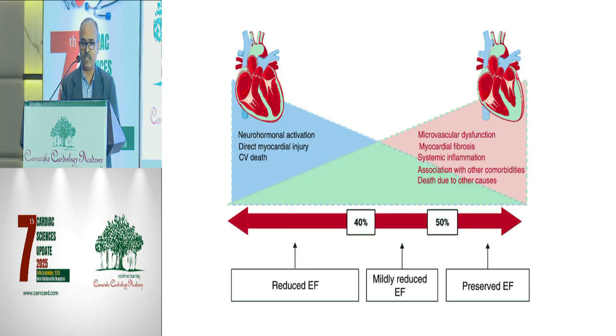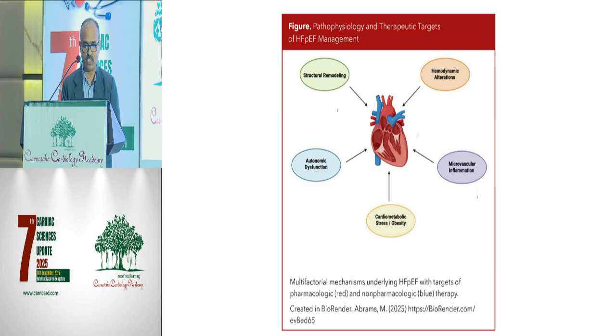However, as the ejection fraction improves, when the EF becomes more than 50, the pathophysiological problems are not the neurohormonal activation. There is microvascular dysfunction, myocardial fibrosis, inflammation, and other comorbidities, and the deaths are not due to heart failure or sudden cardiac death. They are usually due to other conditions. So this differentiates heart failure with preserved EF from heart failure with reduced ejection fraction. Accordingly, the treatment strategies also change.